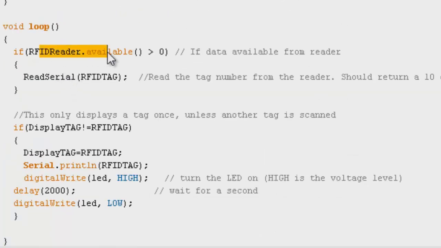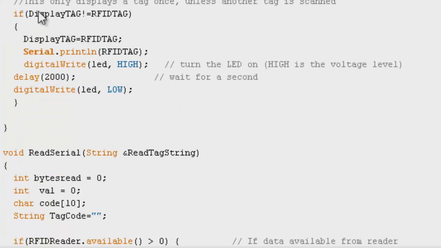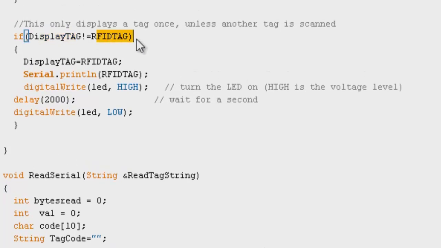Next, if the RFID reader is available, it's just going to see if the data is available from the reader. Then it's going to read the serial tag. Then this is pretty much showing that if you scan the tag twice, it's not going to show the same tag just because that is pretty much pointless. So it's going to look for unique cards. So if the card is not different than the previous card scanned, then serial.print that card's name. So it'll print that card's unique identifier.